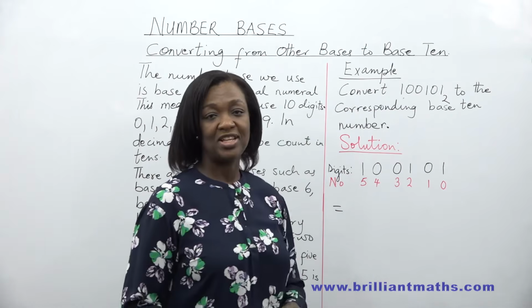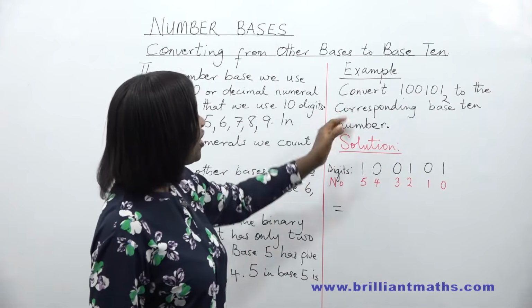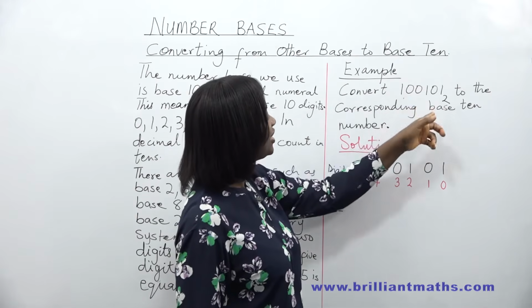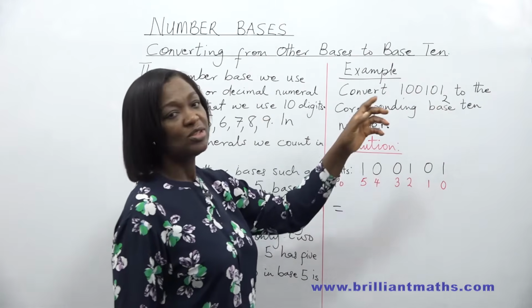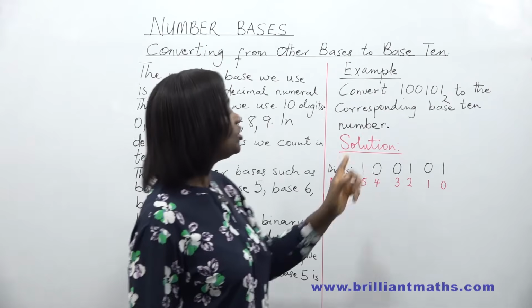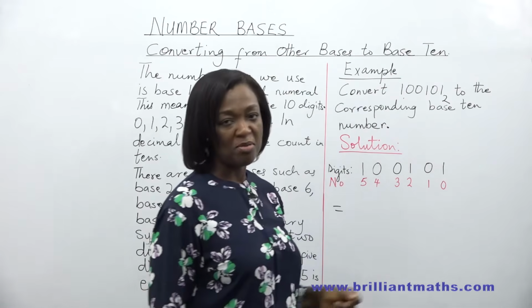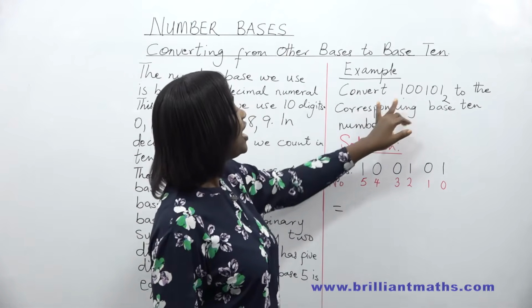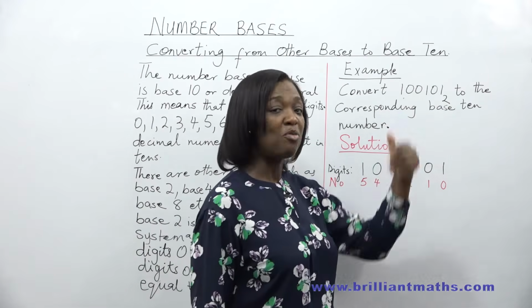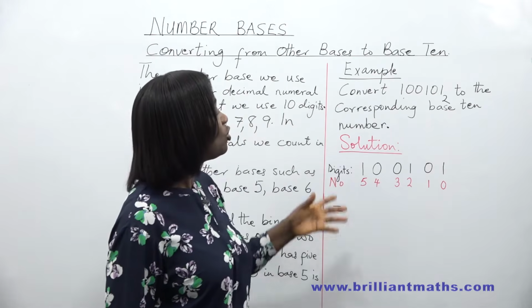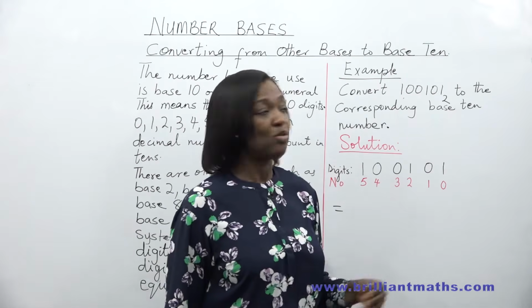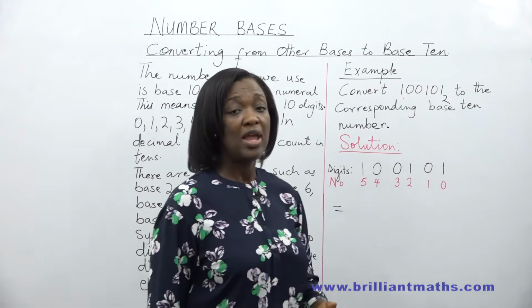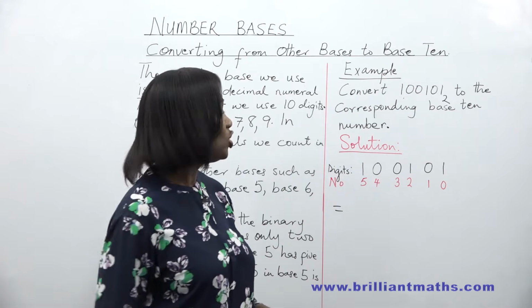So let's look at the first example. Convert 100101 in base 2 to the corresponding base 10 number. So this number has been written in base 2. As you can see, it has only 2 digits, 0 and 1. But we want to convert it to base 10. What would this number be equal to in base 10, in decimal numerals?